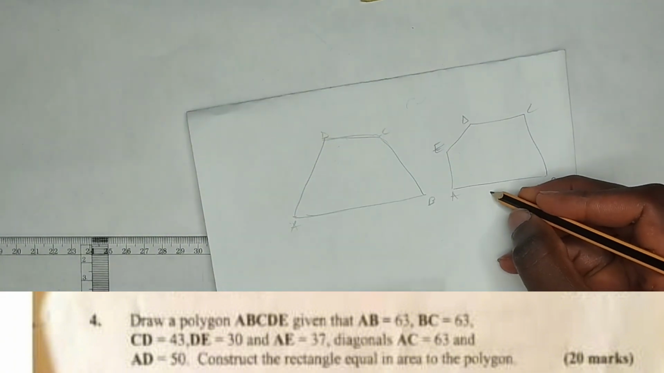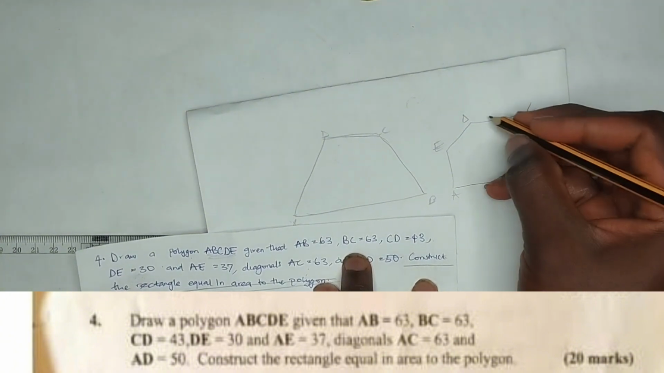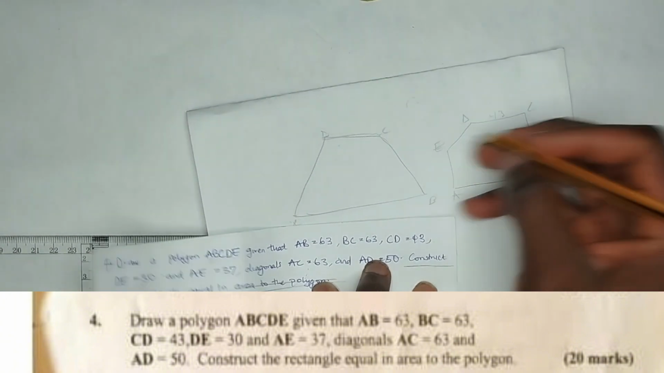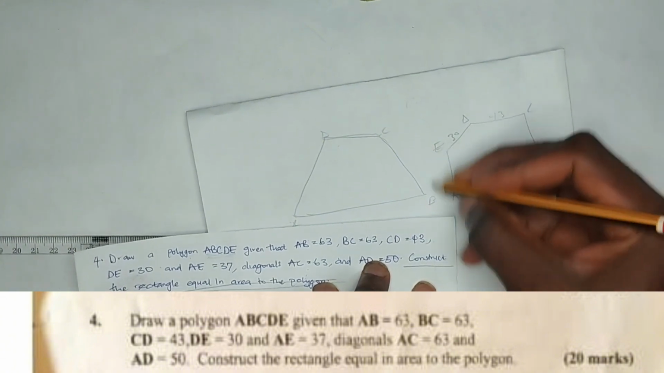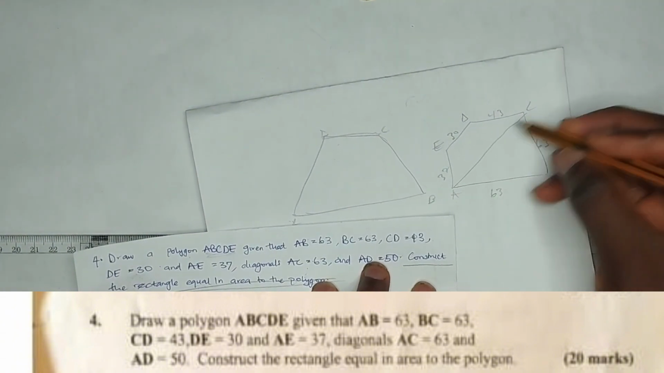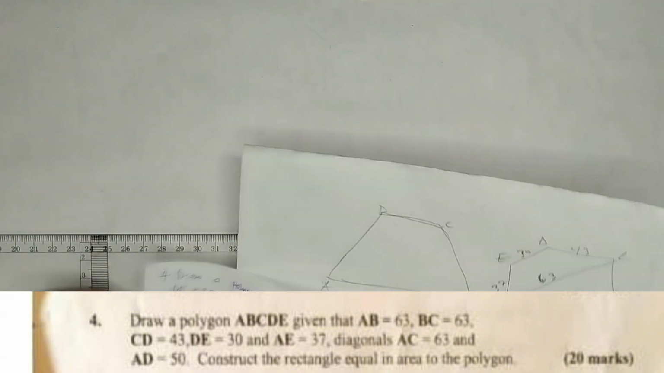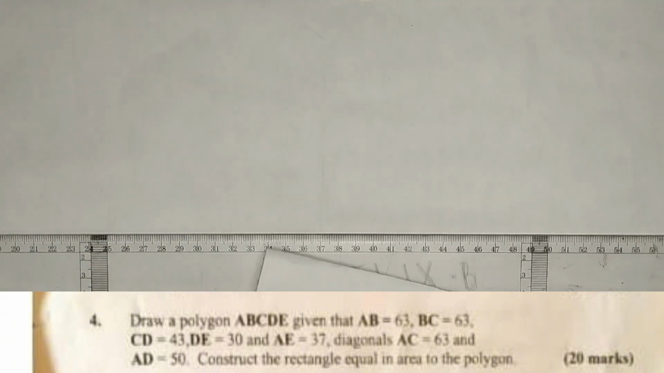They told us that AB is going to be 63, BC is going to be 63, CD is going to be 43, DE is 30, and AE is going to be 37. Diagonal AC is going to be 63. We were not given any angle actually, so this is enough for us to construct this.